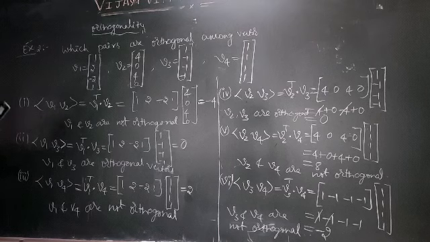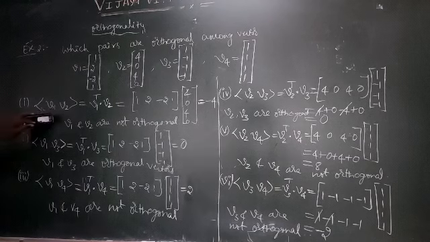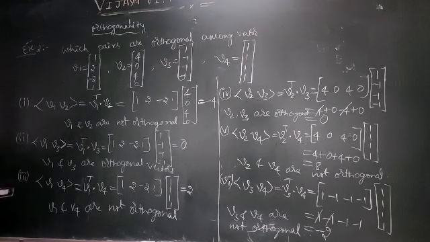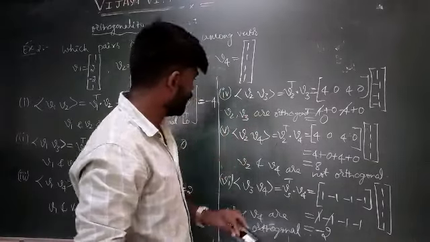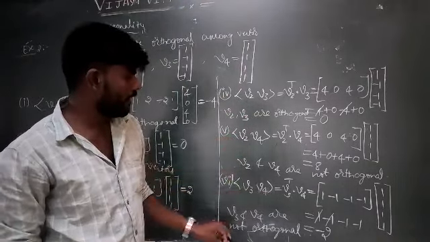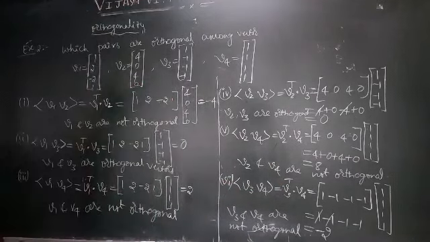These are all the possible pairs of vectors, with their orthogonality and inner products. Finally, we find which pairs of vectors are orthogonal among the given vectors. v1, v2 are not orthogonal. v1, v3 are orthogonal vectors. v1, v4 are not orthogonal. v2, v3 are orthogonal vectors. v2, v4 are not orthogonal vectors, and v3, v4 are also not orthogonal vectors. This is the problem. Okay, understood?